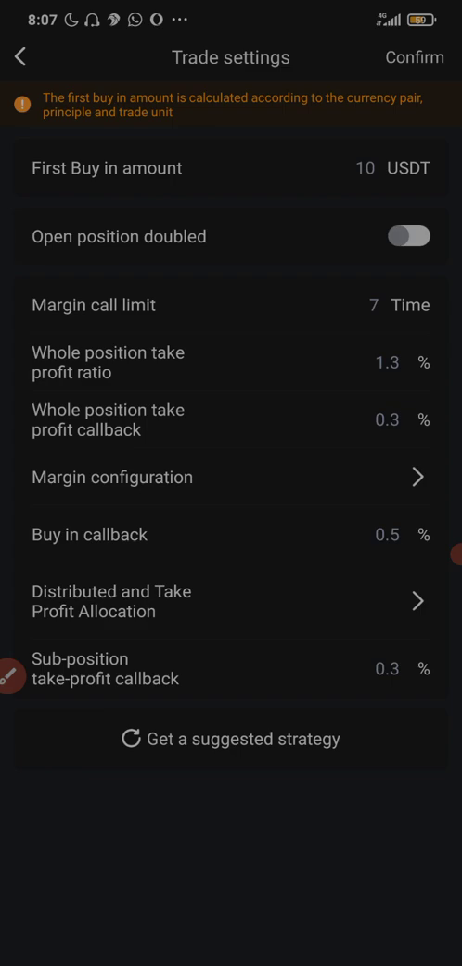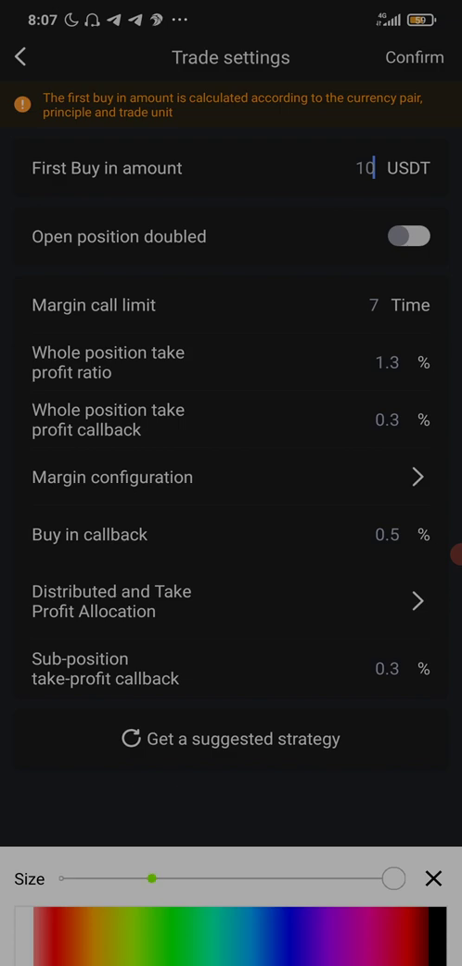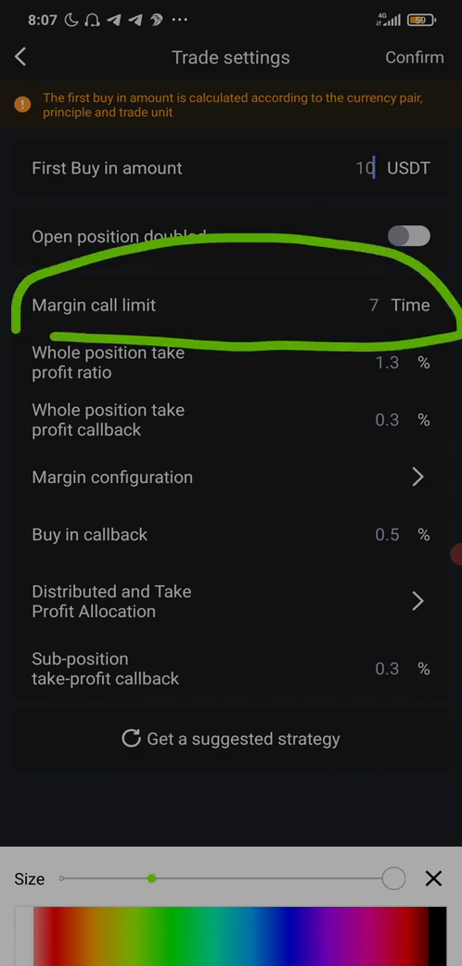Okay, so you'll be able to go in like that. It's going to be dollar cost averaging. So now the first buy amount is 10 USDT. We are going to be using $100 for an example now. Okay, so now we have this margin call limit. This margin call limit, what does it mean? I'm actually going to show you, and now you can set it up.